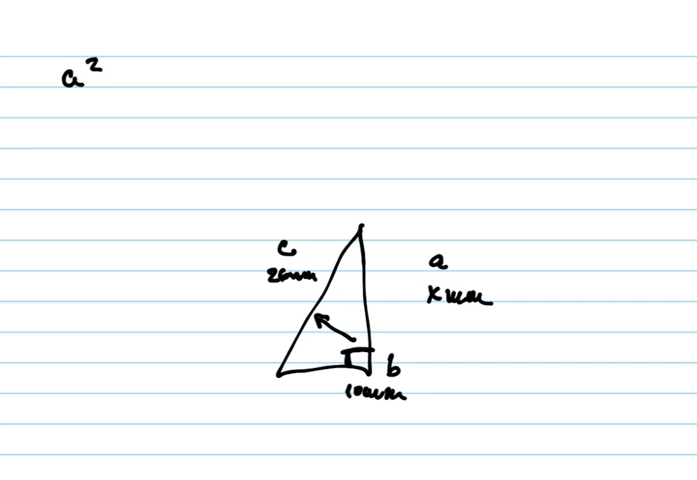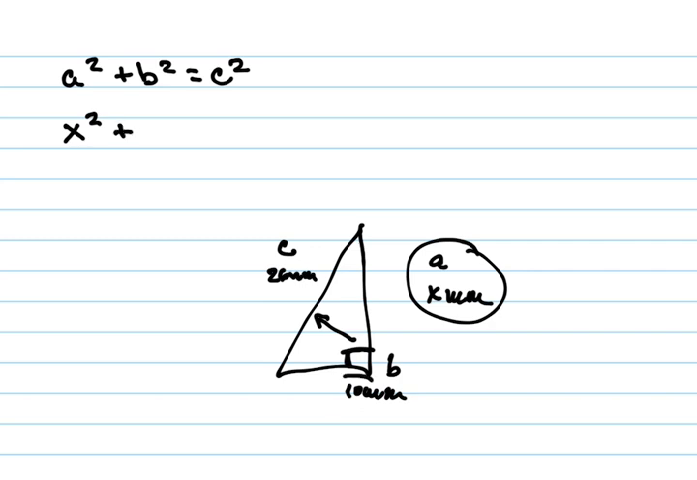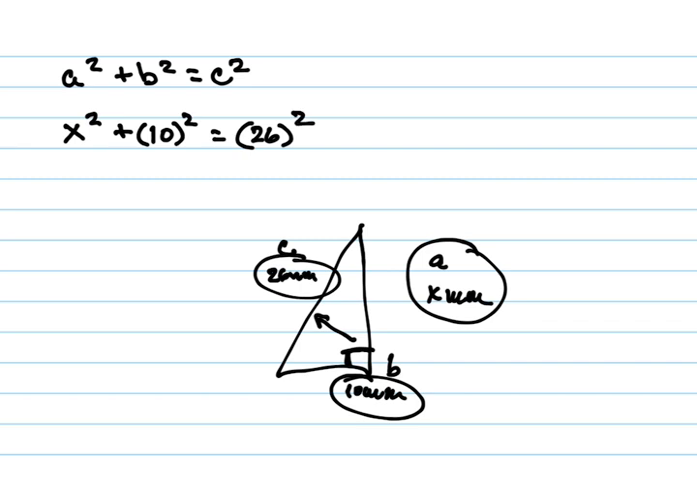The formula is A squared plus B squared equals C squared. If we call that one our A, that means our A is X. So X squared plus, if that one's our B, is 10. So we'll take that and square it. And our C is 26. So we'll take that and square it. The most common mistake is not squaring every single term. So make sure you do that.